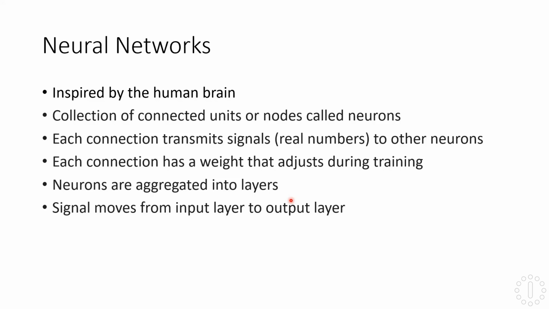The neurons that we use in neural networks are aggregated in layers. That means that neurons from one layer are generally connected to neurons from different layers, and the signal moves from the input layer, in which we have the input data, to the next and then the next layer, until we get to the output layer, in which we get the result that we hopefully want.